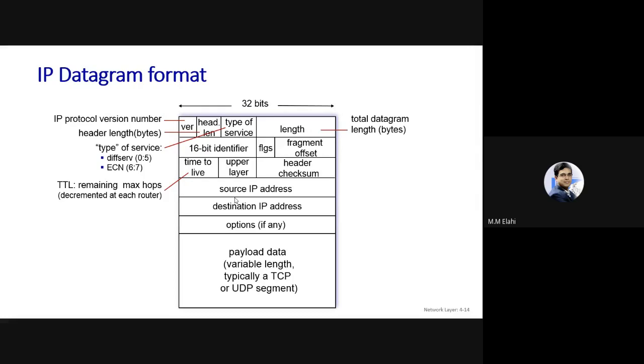Okay. Then there is another field called upper layer. Upper layer means what? Which layer is the upper layer of network layer? Tell me, what is the layer above the network layer?